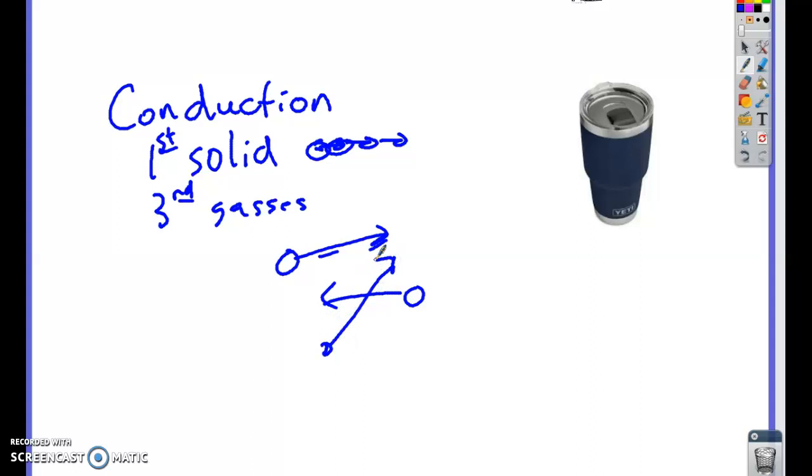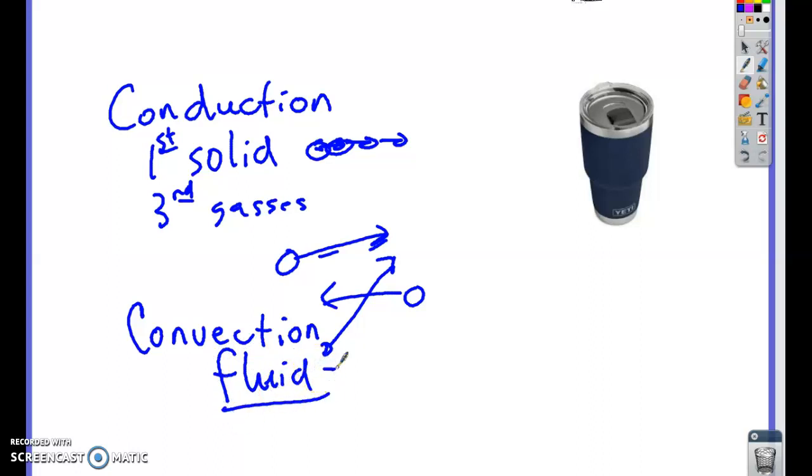Now the second type is convection. Convection is when heat is transferred in a fluid. So we need to do a quick definition of fluid. If someone comes in contact with bodily fluids, we know that means liquids, right? But yeah, it usually means liquid.